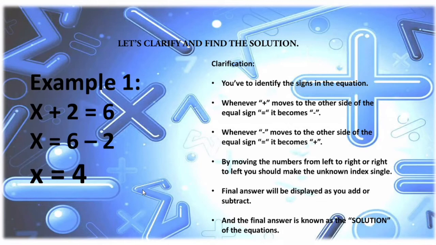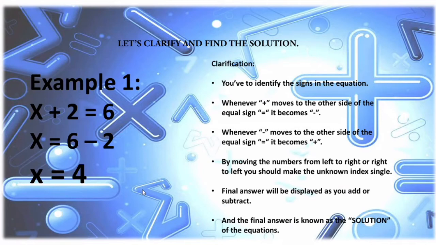Like by moving the numbers from left to right or right to left, you should make the unknown index single. So here the unknown index is x. So now you made x single. And the final answer will be displayed as you add or subtract.